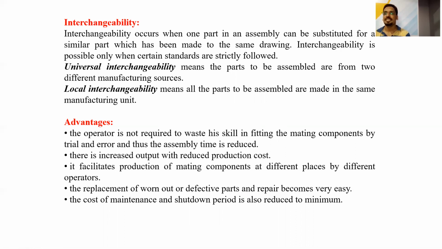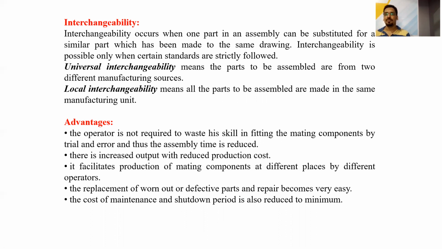Process is called as interchangeability. So interchangeability is of two types. First one is the universal interchangeability and second one is the local interchangeability. Universal interchangeability means interchange of part is taken from different units. For example, Maruti is assembling its car in Maruti firm, but it is taking tires or other different parts from the other companies and from various companies. For example, tire can be taken from the Goodyear tire, the JK tire, MRF tire.